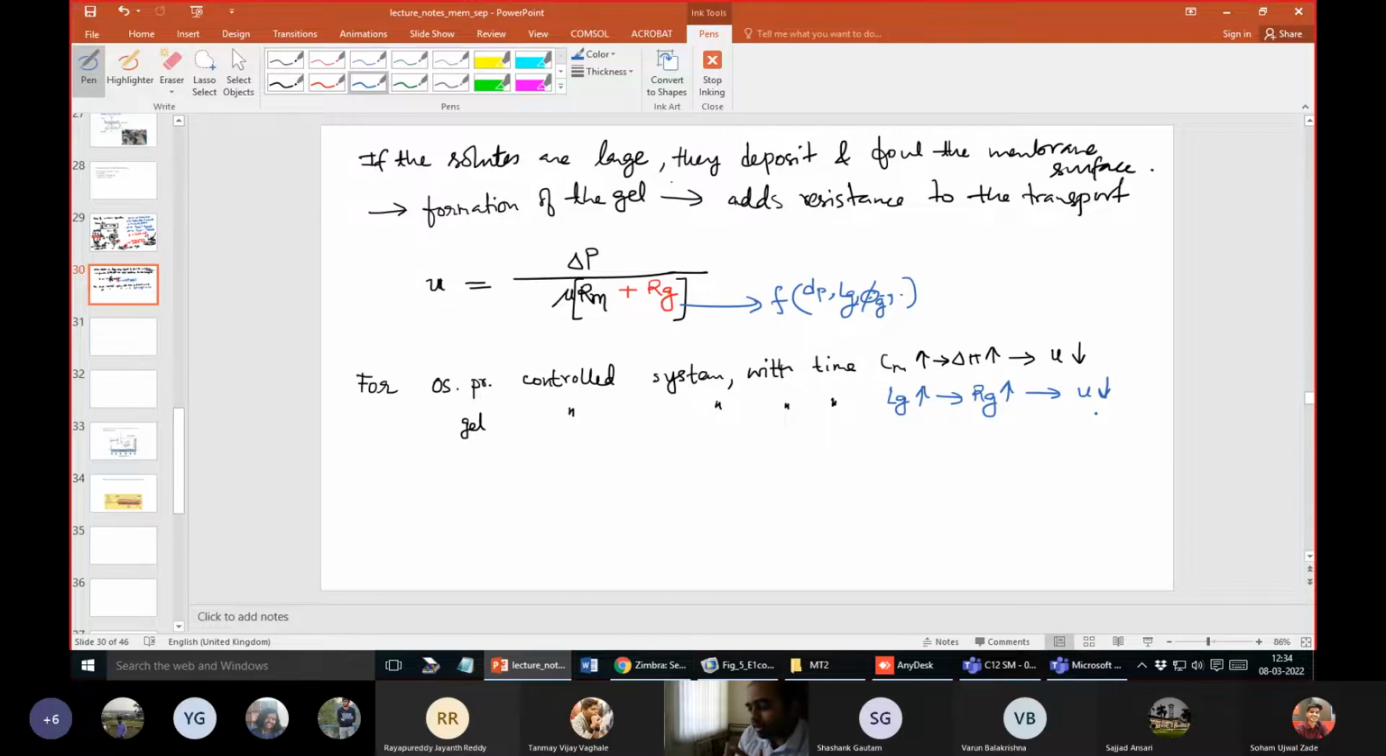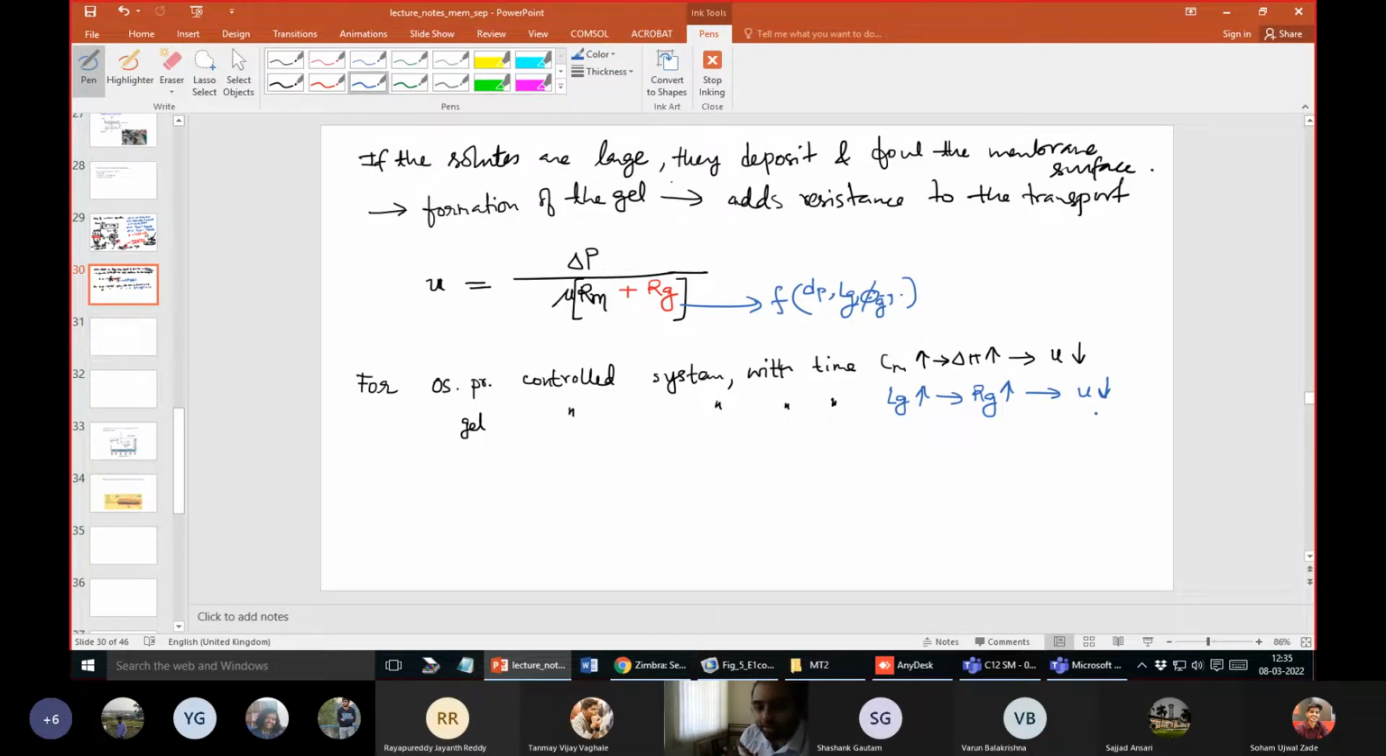there is fouling of the membrane surface. This is what is known as fouling, because there is a deposition of the solutes over the membrane surface. There is blockage of the membrane surface. There is additional resistance produced to the transport rate. So in all these cases, the net impact that you see is the drop in the flux. So the flux would decline with time.